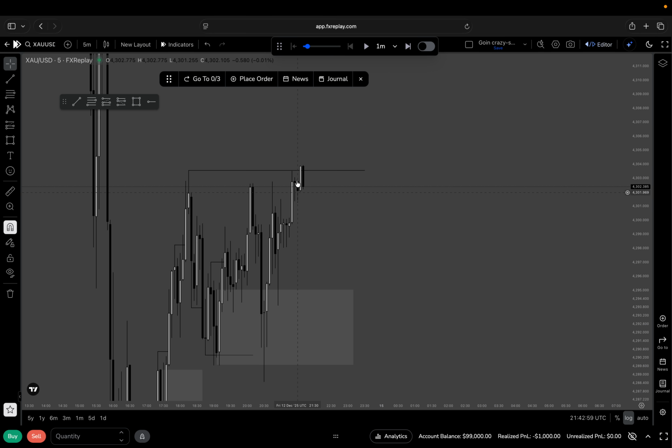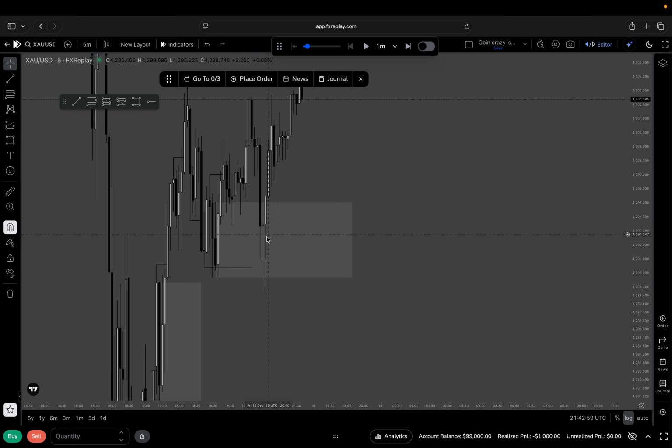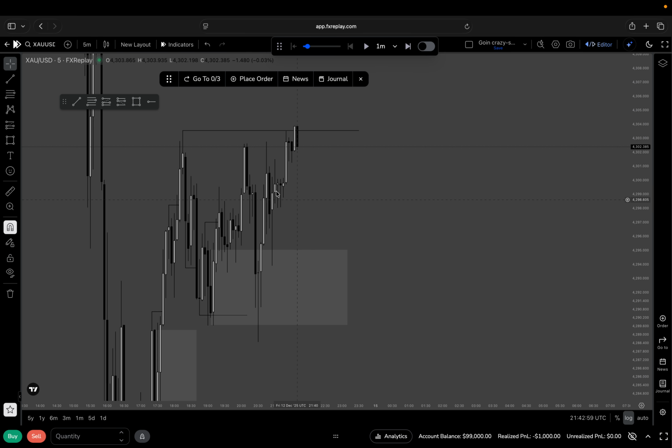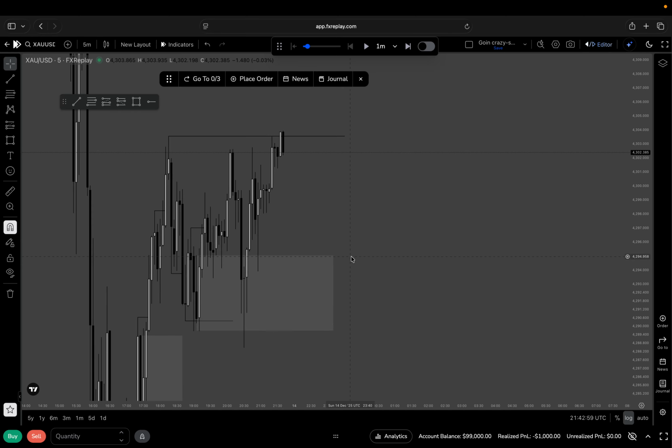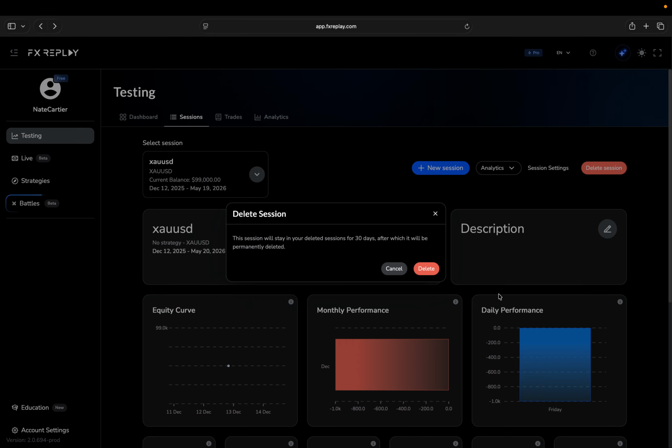Okay, but yeah, we get that displacement above these highs, and I mean, price just does whatever it wants, right? We get a resweep again of all these lows, and then price does its thing there. So it is what it is. But we'll move on to the next one. So we'll get rid of the session.